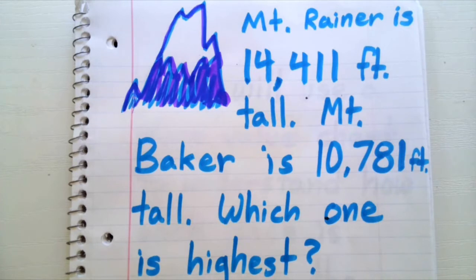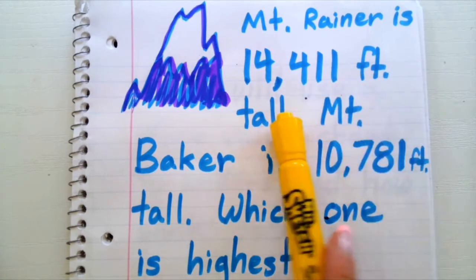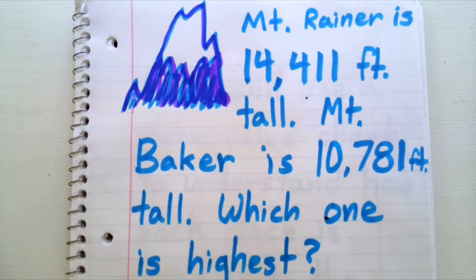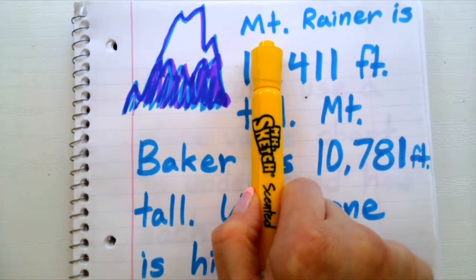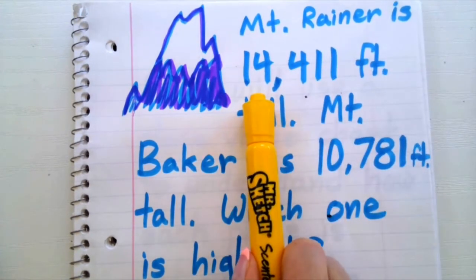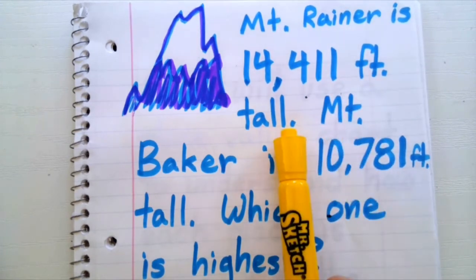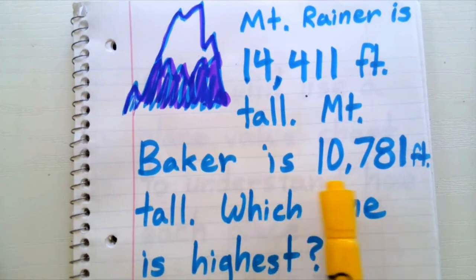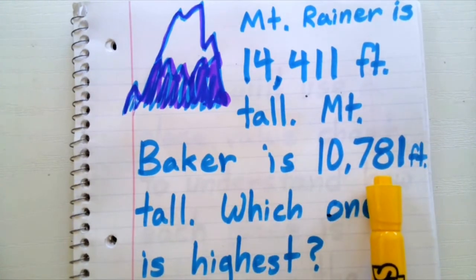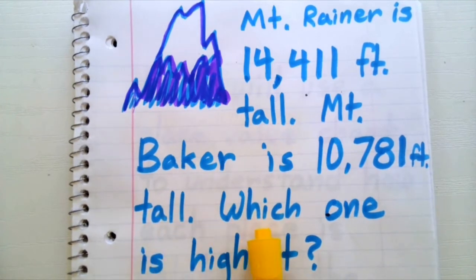Let's work with some even bigger numbers. Mount Rainier and Mount Baker are two important mountains in Washington State. Let's read this word problem about them together. Remember, the first time we read it, we are trying to understand what the problem is about. What's happening? Ready? Begin. Mount Rainier is 14,411 feet tall. Mount Baker is 10,781 feet tall. Which one is highest?